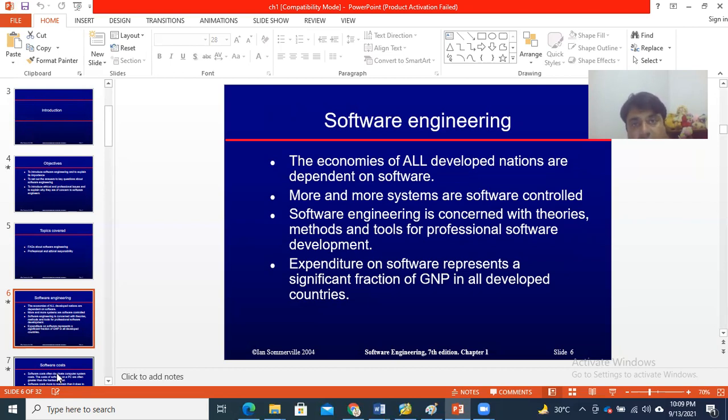All these systems are interconnected with each other through a network, which we eventually call the internet. This internet is wholly and solely software controlled. This is how important software is in our daily life. This is the impact of software in our daily life.